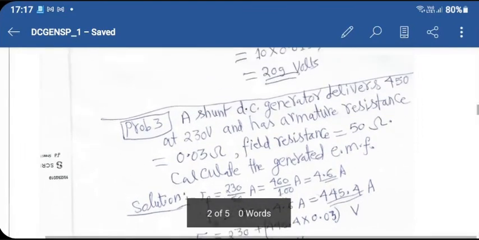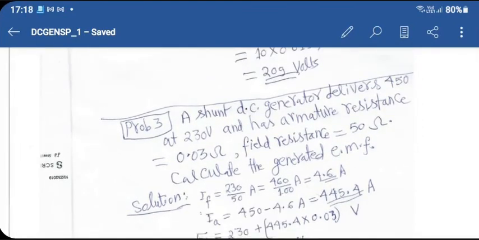Okay, now I know. This is actually 450 amperes. In the first sentence, A has been cut out because of poor scanning. You just make that change when you get the document. A shunt DC generator delivers 450 amperes. That is what is given. So the load current is 450 amperes and the load voltage is 230 volt.